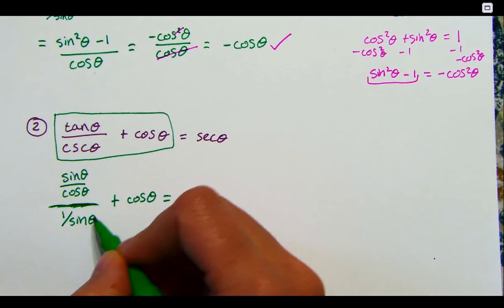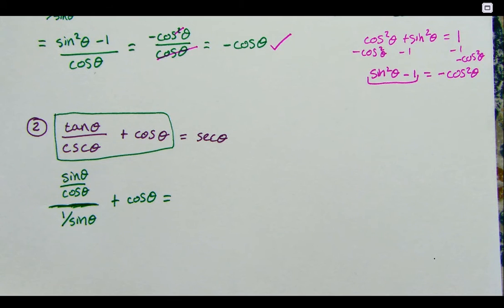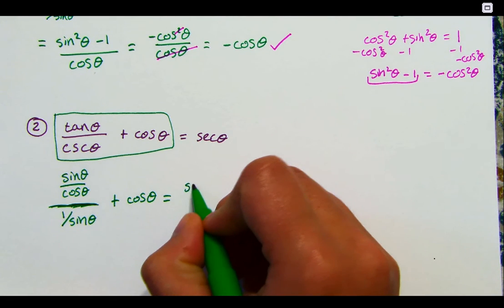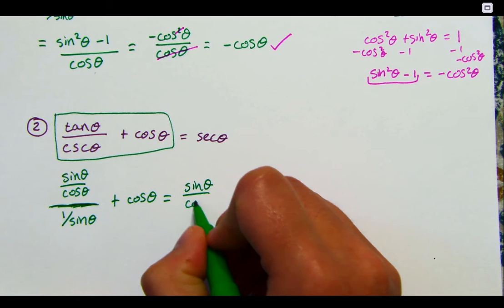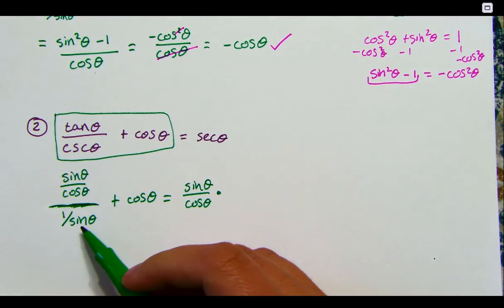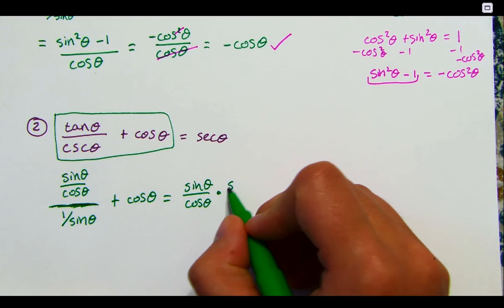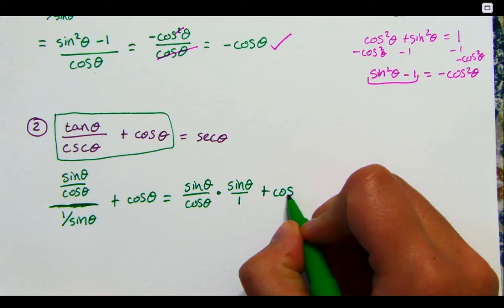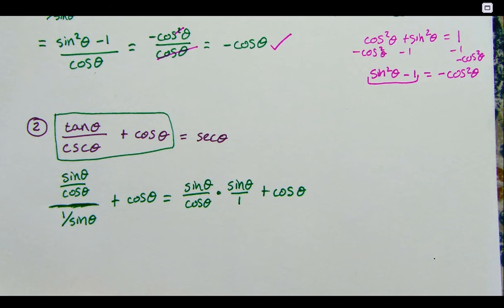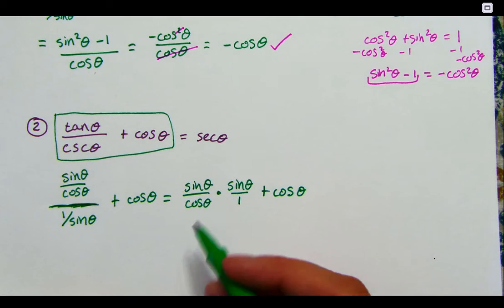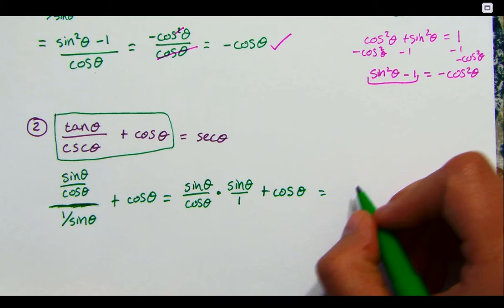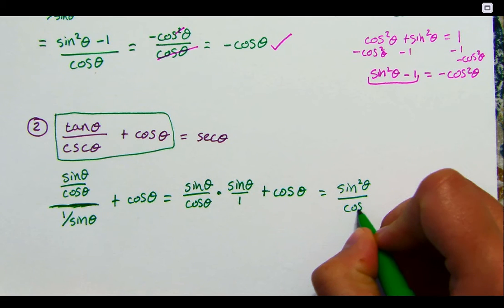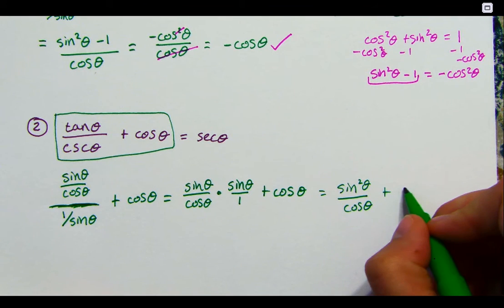And this term, again, I don't want to divide by the fraction. I'm going to multiply by the reciprocal of that denominator. So we will have sine theta divided by cosine theta times the reciprocal, which is going to be sine theta over 1, and then plus cosine theta. Now I can't cross reduce anything, but I can multiply straight across. So this will be sine squared theta over cosine theta, and then plus cosine theta.